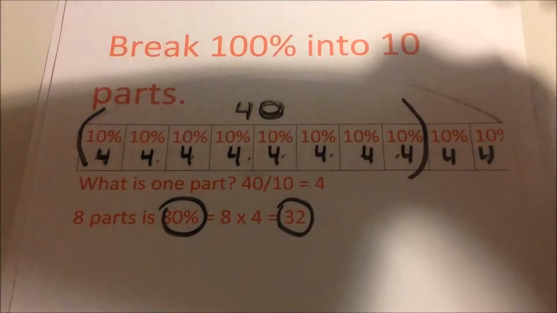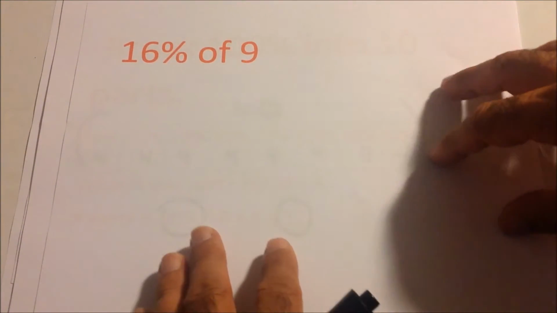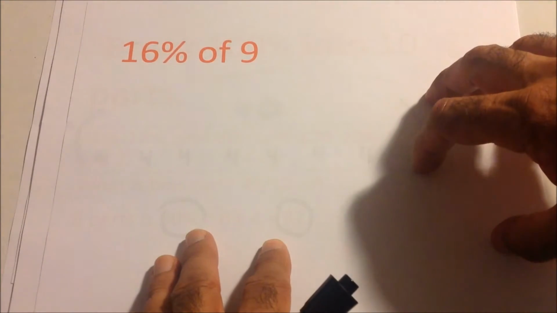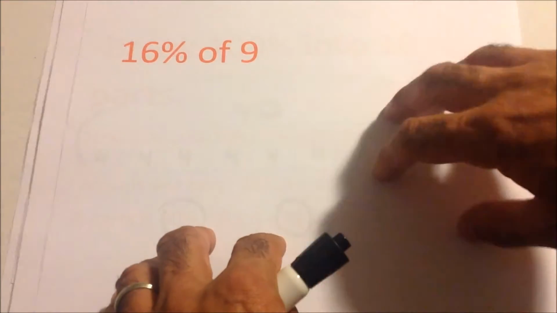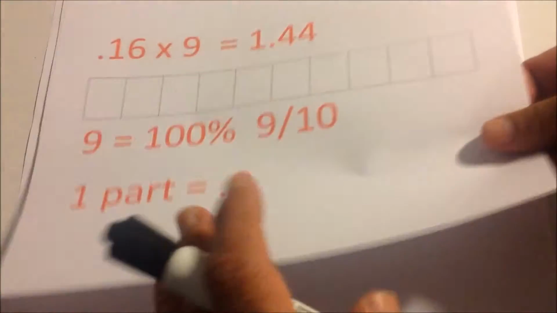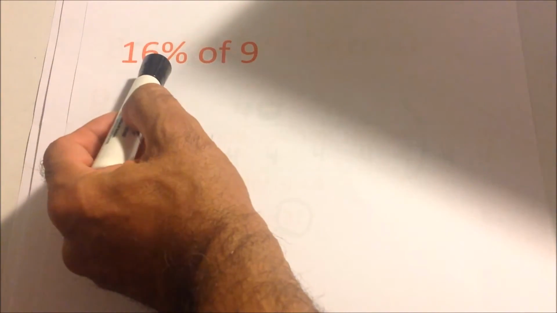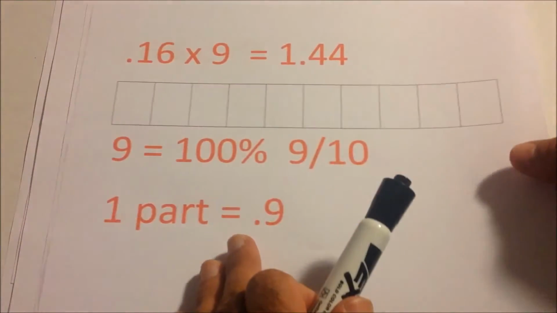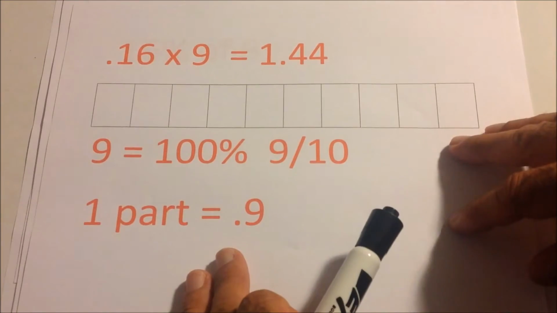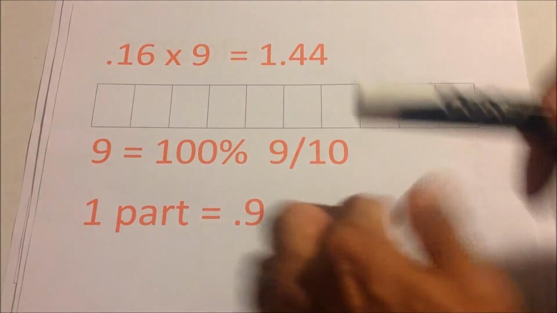See if you can do this. 16% of 9. See if you can do it by translating and doing the multiplication, and see if you can do it with a bar model. Okay, so again, of means times. Remember that. And remember, we can't have a percent sign. We have to make it a decimal. We can make it a fraction if you wish. So 0.16 times 9 is 1.44.